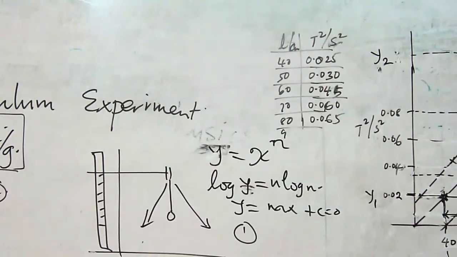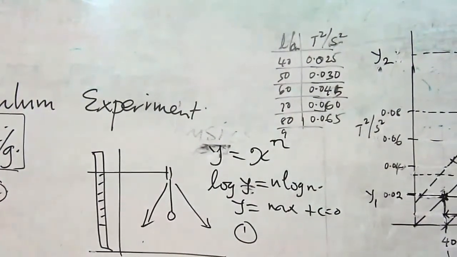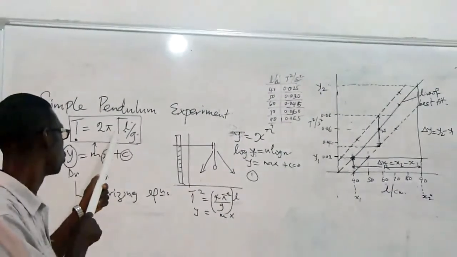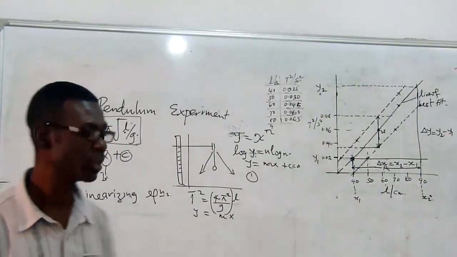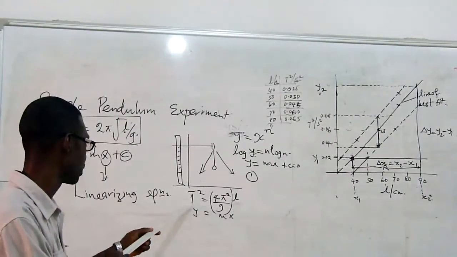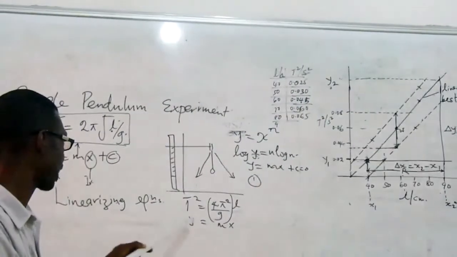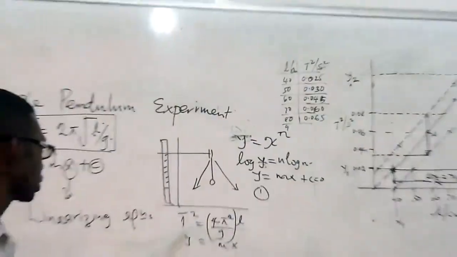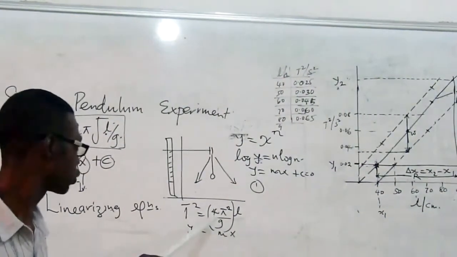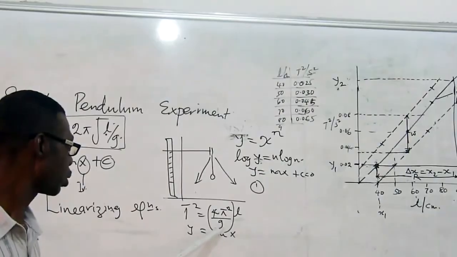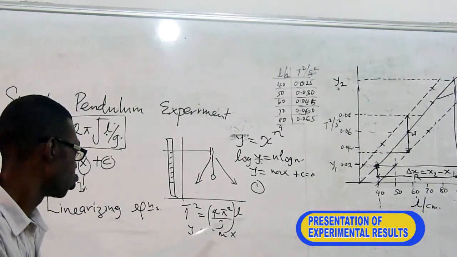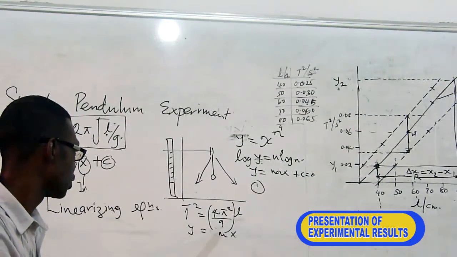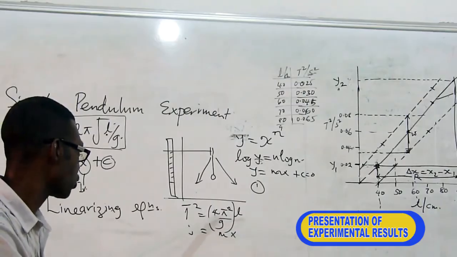Now let's go back to our simple pendulum equation, T equals 2 pi root L over g. How do I linearize this equation? I can simply take the square of both sides. If I square both sides of this equation, I get T squared equals 4 pi squared over g, times L. I put the 4 pi squared over g in brackets because this is a constant. This is what I'm looking for. This is a constant value.